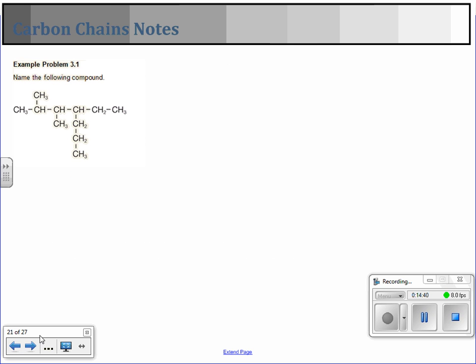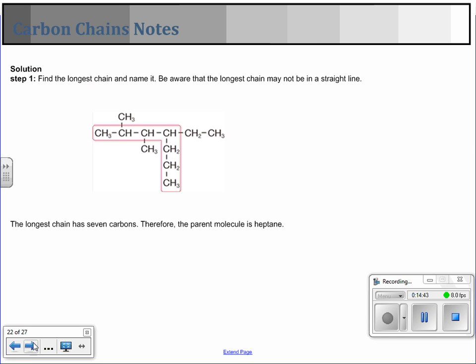Name the following compound. Now we need to find the longest chain and name it. Be aware that the longest chain may not be in a straight line. In this case, if we were to go in a straight line, I would only have 1, 2, 3, 4, 5, 6 carbons in my parent chain, but I actually have a parent chain of 1, 2, 3, 4, 5, 6, 7 carbons. So it's very important that we find the longest chain and label that the parent chain. The longest chain has 7 carbons, therefore the parent molecule is called heptane.